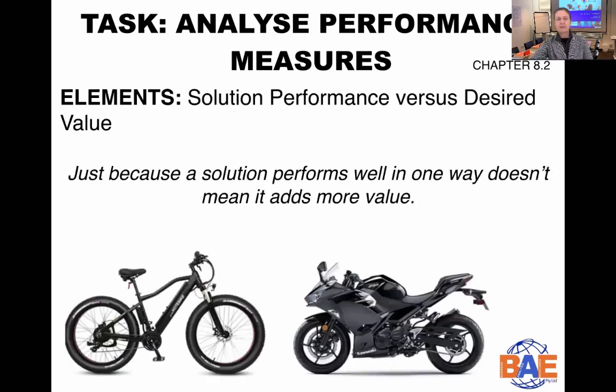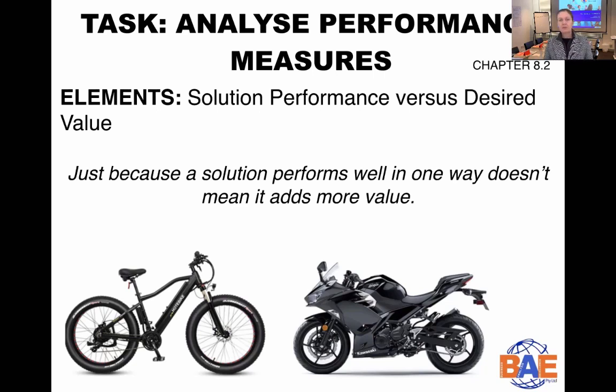So let's have a look at the first element. So we've got solution performance versus desired value. Here what we're saying is that just because a solution performs well in one way doesn't mean it adds more value. So from a business perspective, just because your solution might be processing transactions really fast doesn't necessarily mean that we've got more sales coming through.